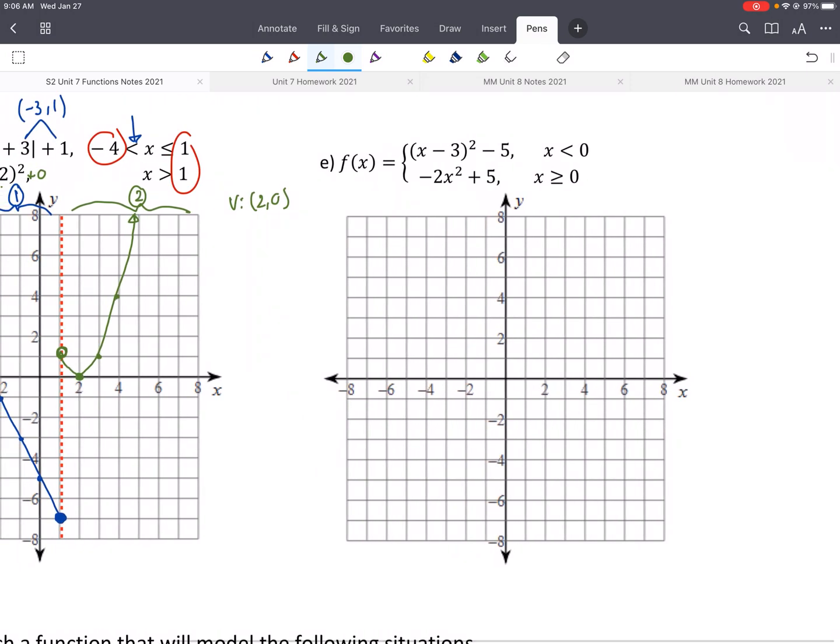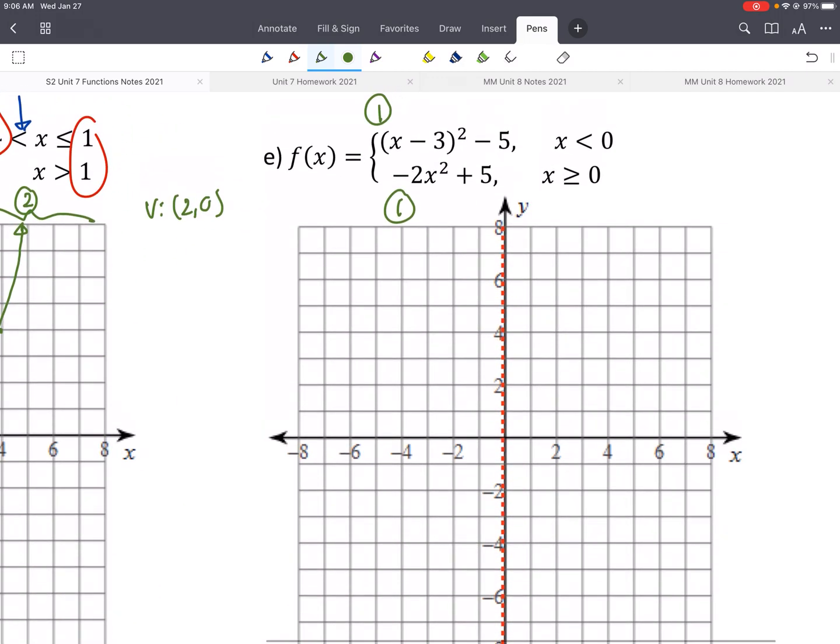Okay, and then here's E. Again, we want to write down our domain. So this one, we just have one domain, a line that's at 0. So I'll draw that here. And then we'll plot our functions. So we'll say this is 1, and that's when x is less than 0. So we'll do that first.